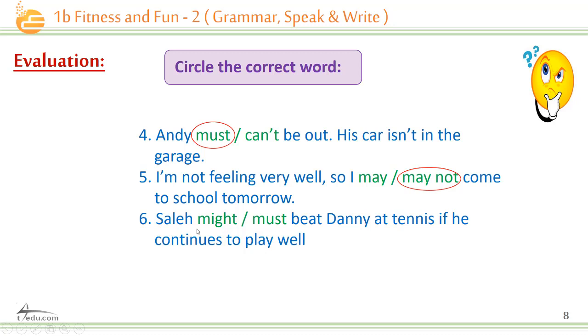Saleh might or must beat Danny at tennis if he continues to play well. Are they sure or is it the ability? Yes, it's a possibility. Yes, the possibility that he might be able to beat him. Very good. Excellent.